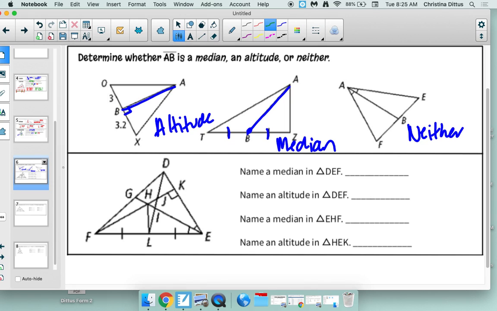Alright, triangle DEF is this huge, big triangle. I know there's lots of little small triangles, but it'll be okay. First off, find me a point that's a midpoint. L. And I know it's a midpoint because it's got the dashes. What's the vertex opposite L in the big triangle? D. So that means DL has to be a median of that triangle.